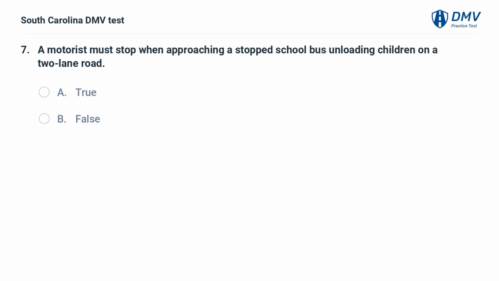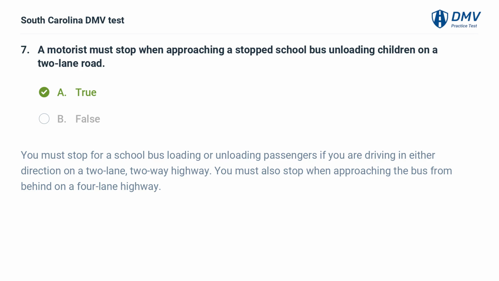A motorist must stop when approaching a stopped school bus unloading children on a two-lane road. A. True. B. False. A. True. You must stop for a school bus loading or unloading passengers if you are driving in either direction on a two-lane, two-way highway. You must also stop when approaching the bus from behind on a four-lane highway.